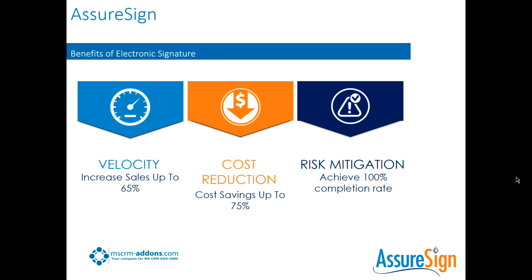Along with the velocity, there is a cost savings, again, of up to 75%. Gone are the traditional days of having to print paper, store paper, scanning costs, storage costs. All of those are gone with the ability to have documents signed electronically. And with that, again, you are receiving documents back 100% completed.